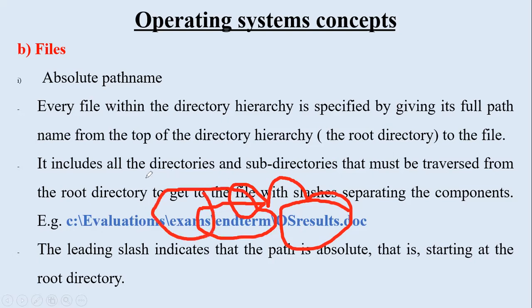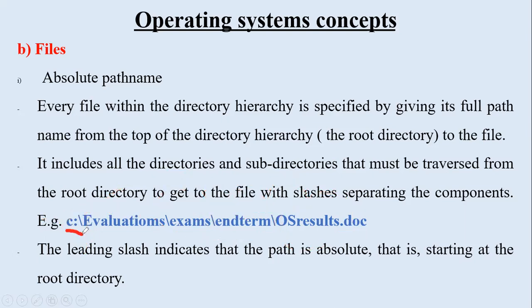And the exams folder is located in a very large folder or storage location called evaluations, which is a part of a storage medium that is the hard disk. That is C colon, referring to hard disk. So this entire path name, starting from the main directory, which is the storage medium, all the way to where the file can be found and its type, that's what we call absolute path name.